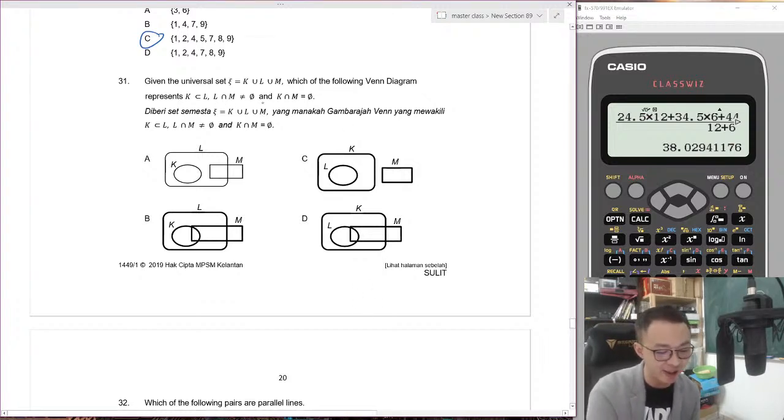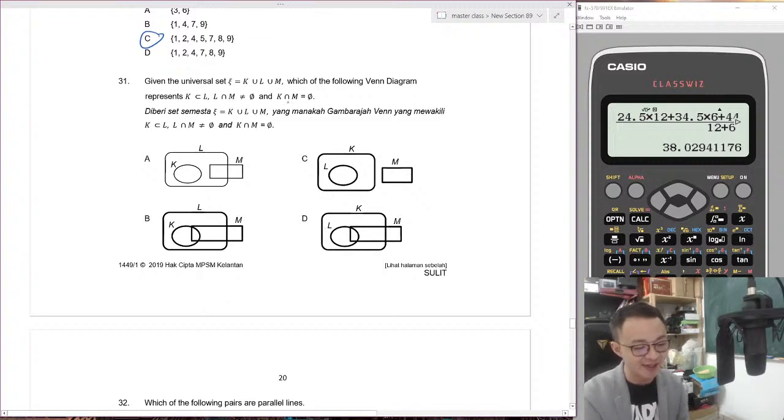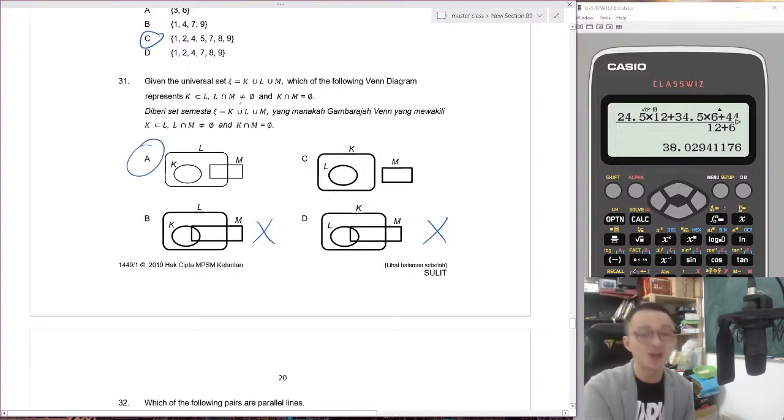Alright, L intersect M cannot be the empty set. Basically it means L and M must touch each other. K intersect M is the empty set, basically meaning K cannot touch M. Okay, K cannot touch M, so these two are wrong. L and M must intersect. So the answer is A, because this one doesn't intersect. Not equal to the empty set means they will intersect each other.